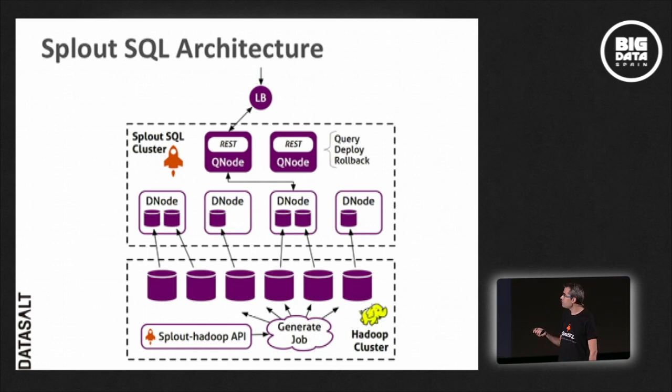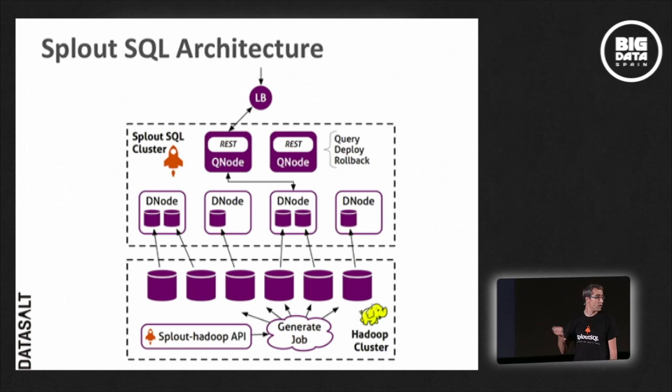And once you have the partitions ready, you can deploy them. So you deploy them to a process that we call dnode. The dnode is responsible for answering queries and dealing with the partitions. So we deploy the partitions to the dnode. We also have other processes that are the queue nodes. The queue nodes are responsible for answering queries from the user and routing queries to the dnodes.